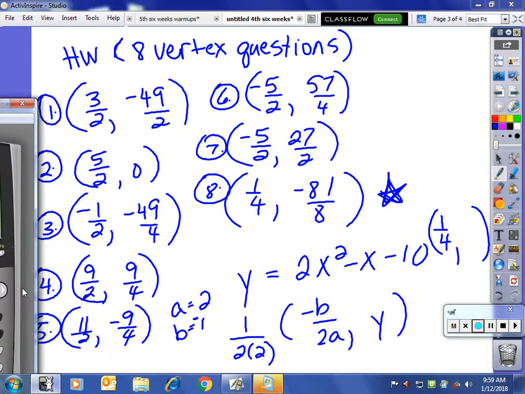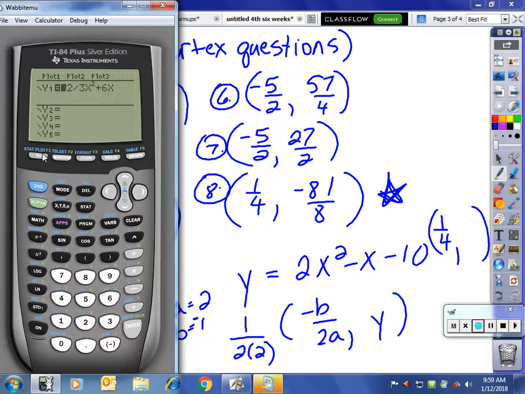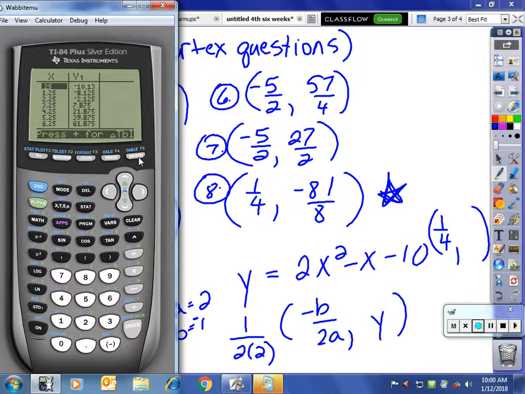Okay, so let's everybody try this with me, because I want to make sure you know what you've got to do here. The t-chart has limited space. So I'm going to put in y equals 2x squared minus x minus 10. I know that the x value I'm supposed to look for is 1/4. So I'm going to go to table set and tell it to start at 1/4. Then I'm going to look at my table of values.